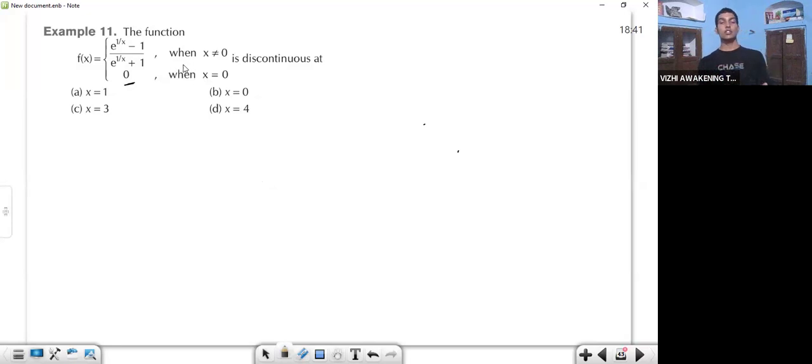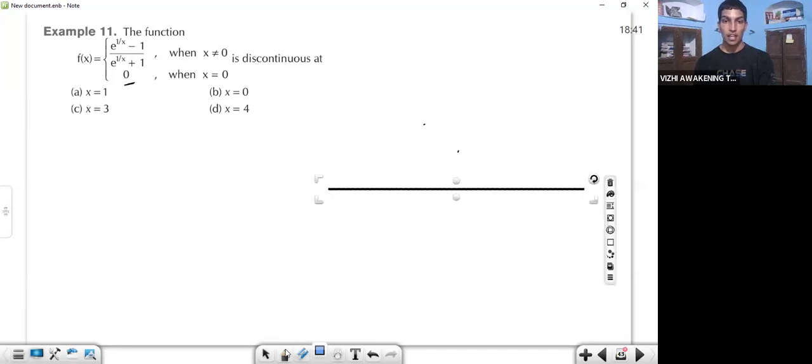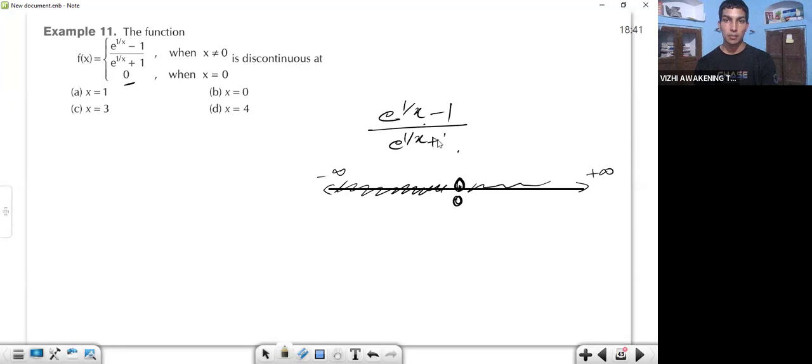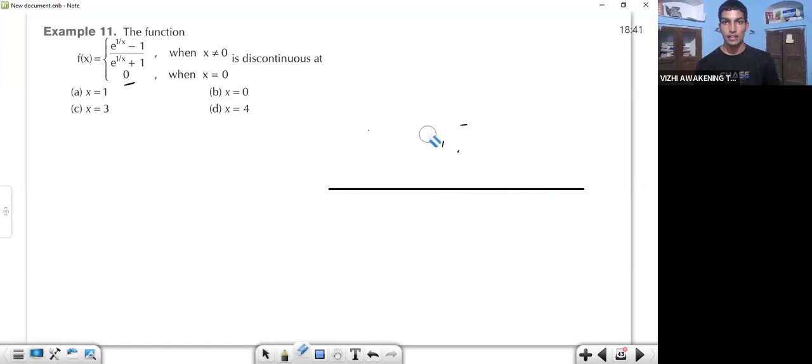And when x is not equal to 0, let's say this is a number line, with minus infinity on one side and plus infinity on the other. On the origin, 0, the function will be as given. Otherwise, we take all the points except 0, and the function becomes e^(1/(x-1)) over e^(1/(x+1)). So now can anyone tell me where the function is changing? Anyone?